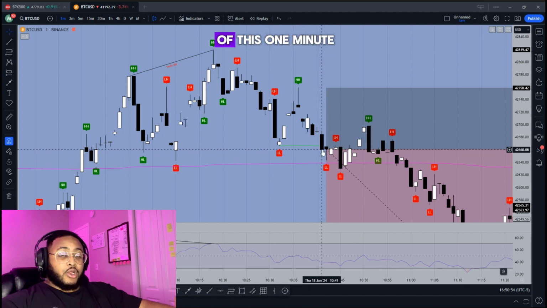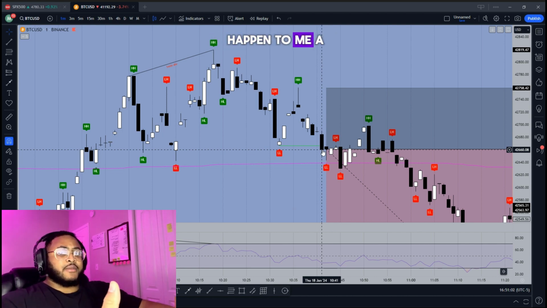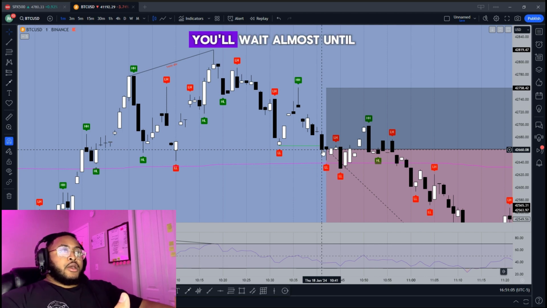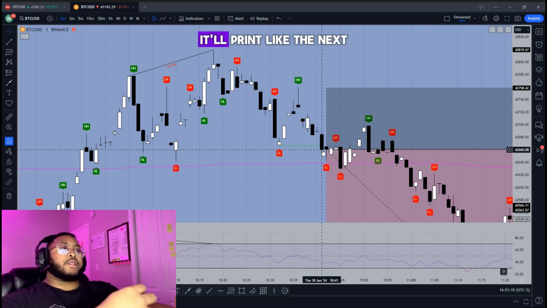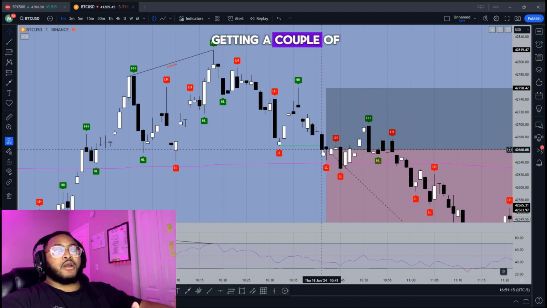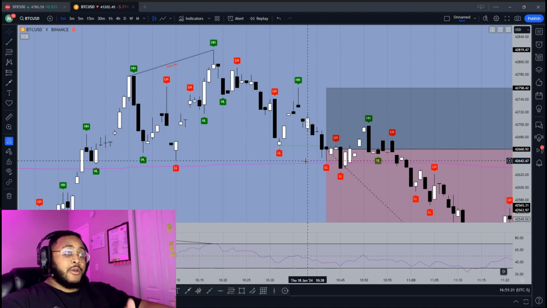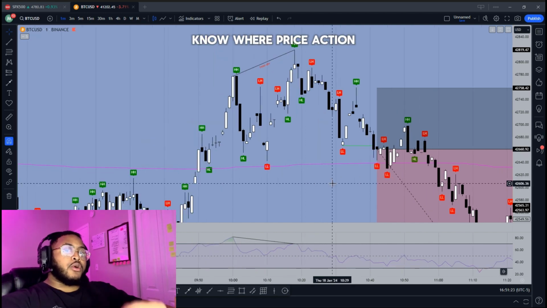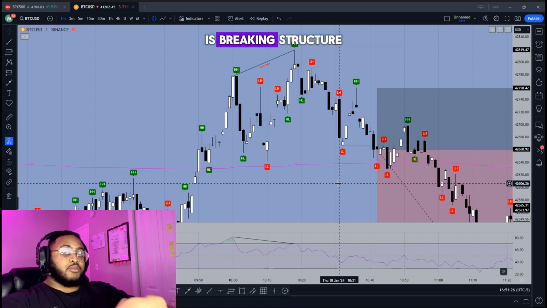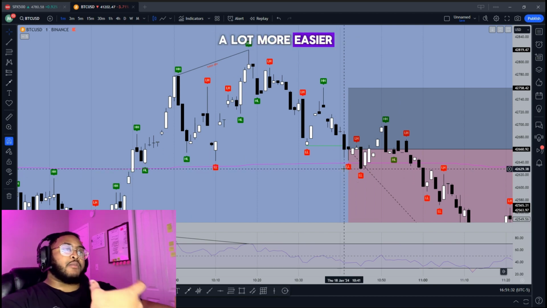I pretty much get in on the close of this 1 minute, and the 1 minute time frame moves fairly quickly. A lot of people, and I've had this happen to me a lot of times, wait almost until the candle close, and because the 1 minute moves so quickly, it'll print the next bar pretty much. So you'll end up a couple of pips, a couple of points away from where you were initially trying to get in. But as long as you know where price action is breaking structure and you understand it, it makes things a lot easier.